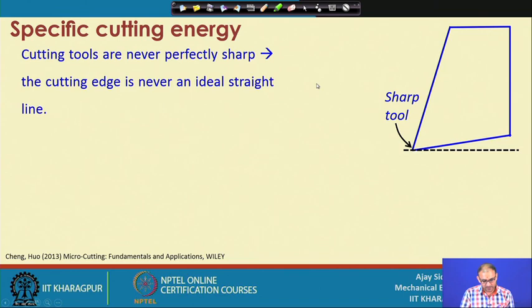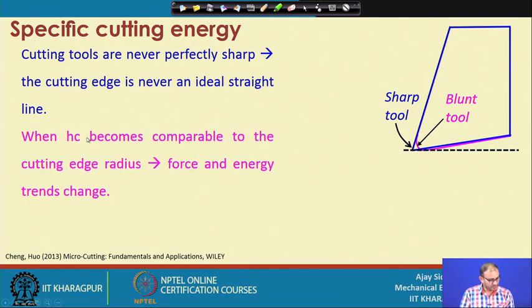Now, if you see, this is the sharp tool and this is the actual tool. Now, because our uncut chip thickness is at micro level, we have to look at our cutting tool also at the same magnification or the same scale. So, this is the actual condition of your cutting tool, correct. So, this is considered a blunt tool. Now, it depends on this blunt tool how much it will penetrate into the material and how it will remove the material in the form of chip. So, when HC becomes comparable to the cutting edge radius, now consider this is our cutting edge radius, right.